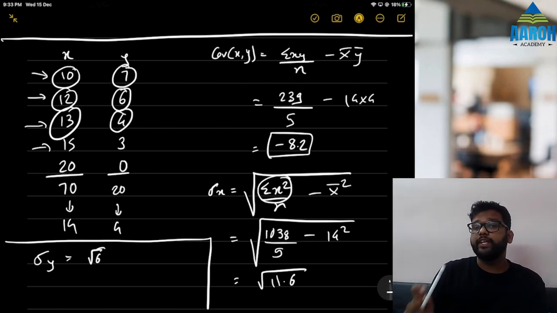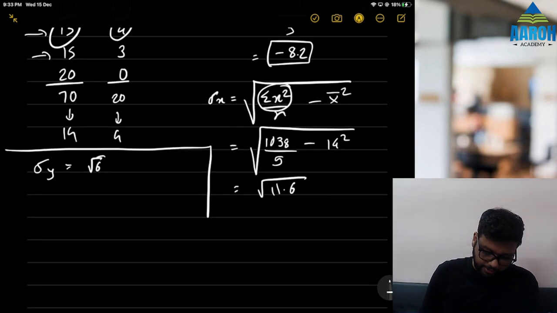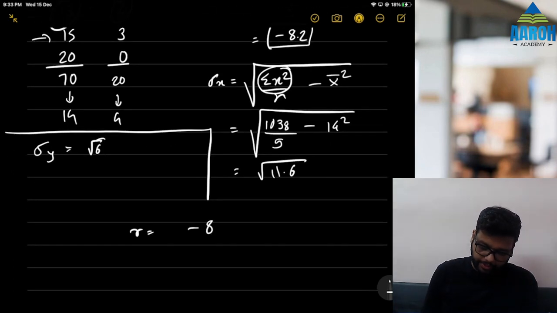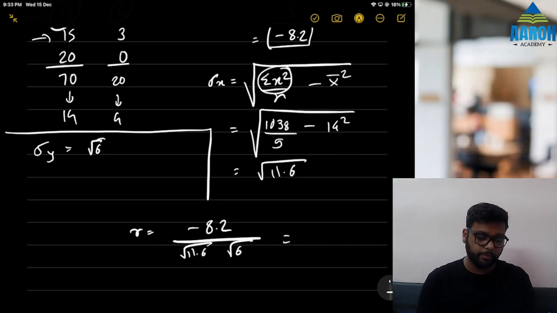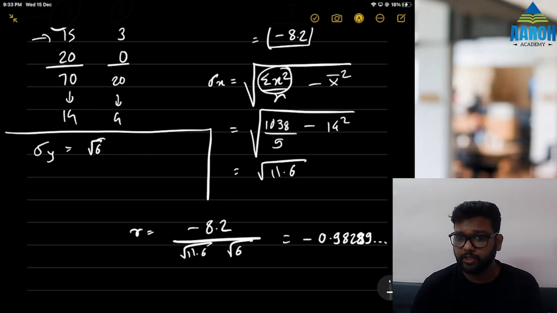But covariance is an absolute measure. So if we want to compare the correlation of this data and another data, then we cannot do it. For that, we must calculate R. R is calculated as covariance of xy upon sigma x into sigma y, which will be, check if you are getting minus 0.98289 something. Okay, good. This means there is very high negative correlation.